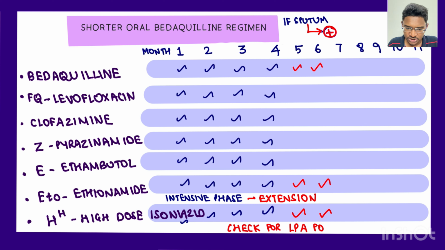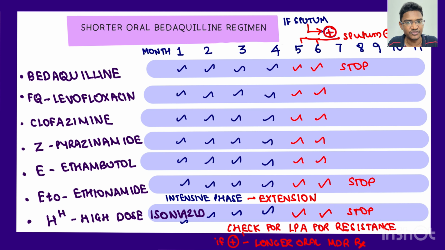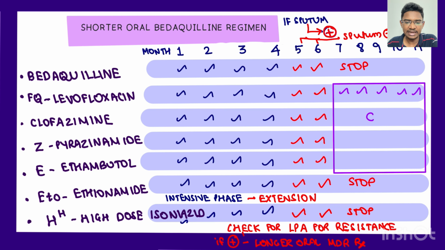Then obviously you can continue these drugs, and at the end of the 5th month and 6th month, you will repeat the same test again. If it turns out to be negative, no problem. Stop at the 6th month. You should stop bedaquiline, ethionamide, and isoniazid. Just give those 4 drugs again. The 5-month continuation phase is fixed, until the 11th month. Give it, then stop this regimen.